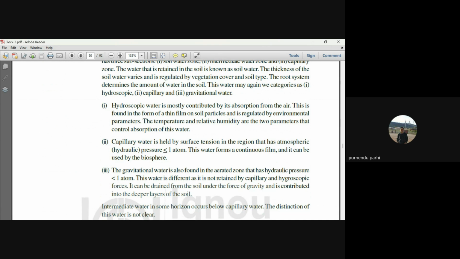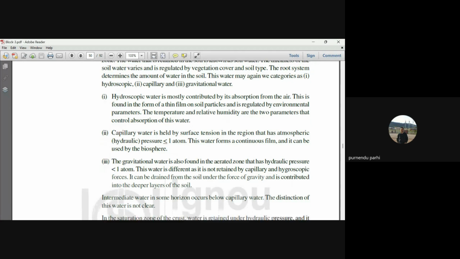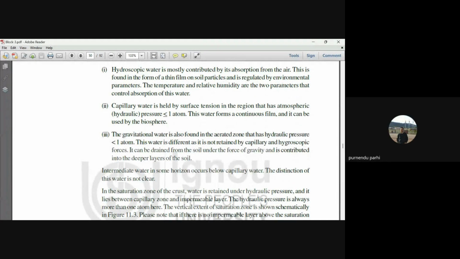Hygroscopic water is mostly contributed by the absorption from the air. This is found in the form of a thin film on soil particles and is regulated by environmental parameters. The temperature and the relative humidity are the two parameters that control the absorption of this water. Capillary water is held by surface tension in the region that has atmospheric pressure. This water forms a continuous film and it can be used by the biosphere.